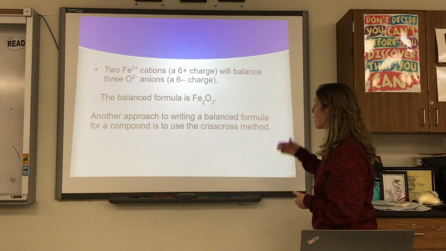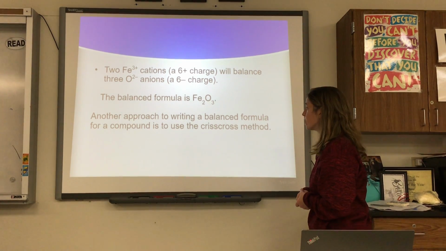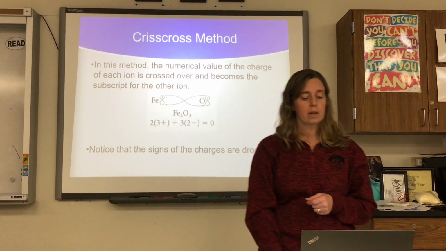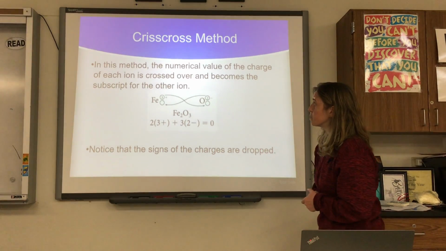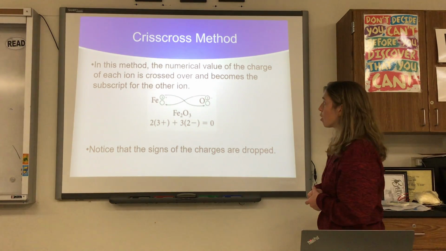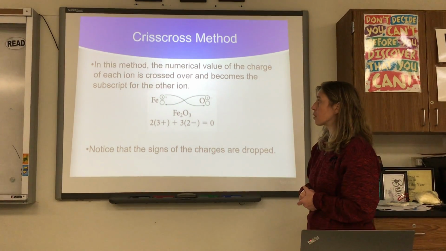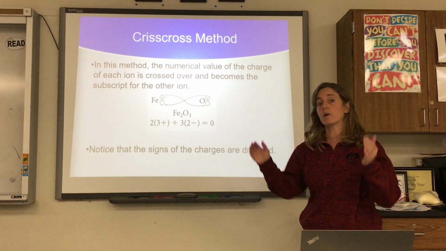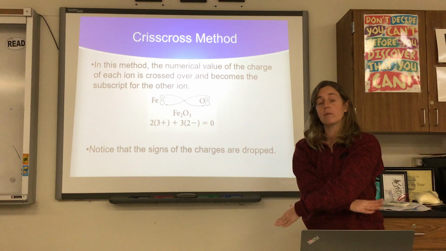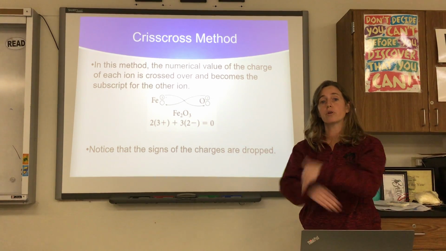So another approach to writing a balanced formula for a compound is to use what we call the crisscross method. Now, in the crisscross method, the numerical value of the charge of each ion is crossed over and becomes the subscript for the other ion. So we call it the crisscross method, right? You drop your charge and you crisscross down, from the top down.